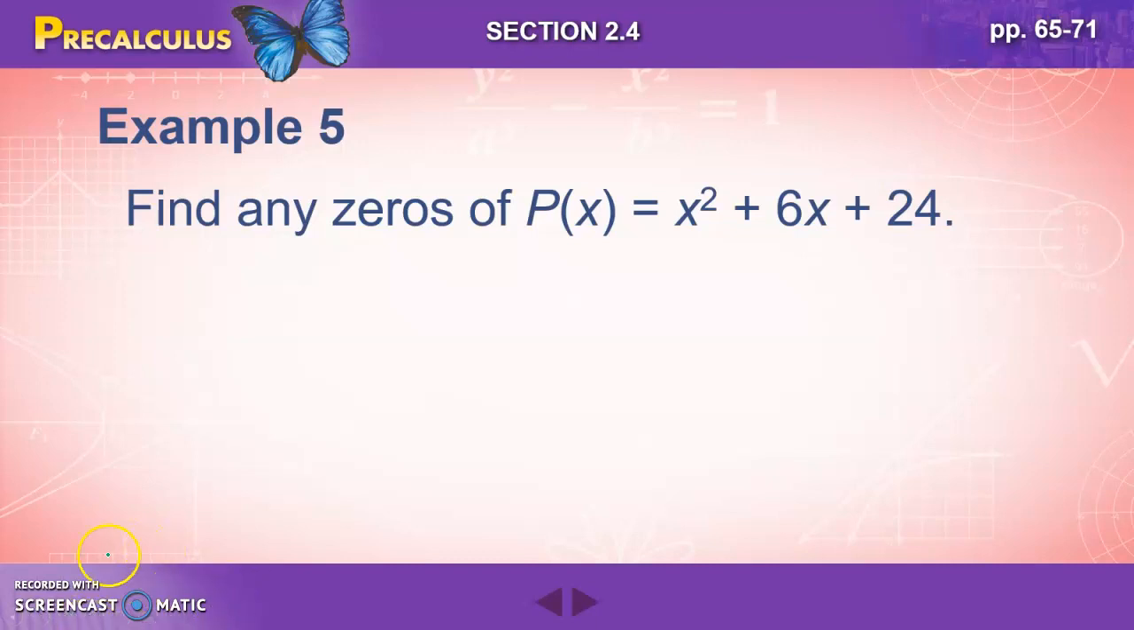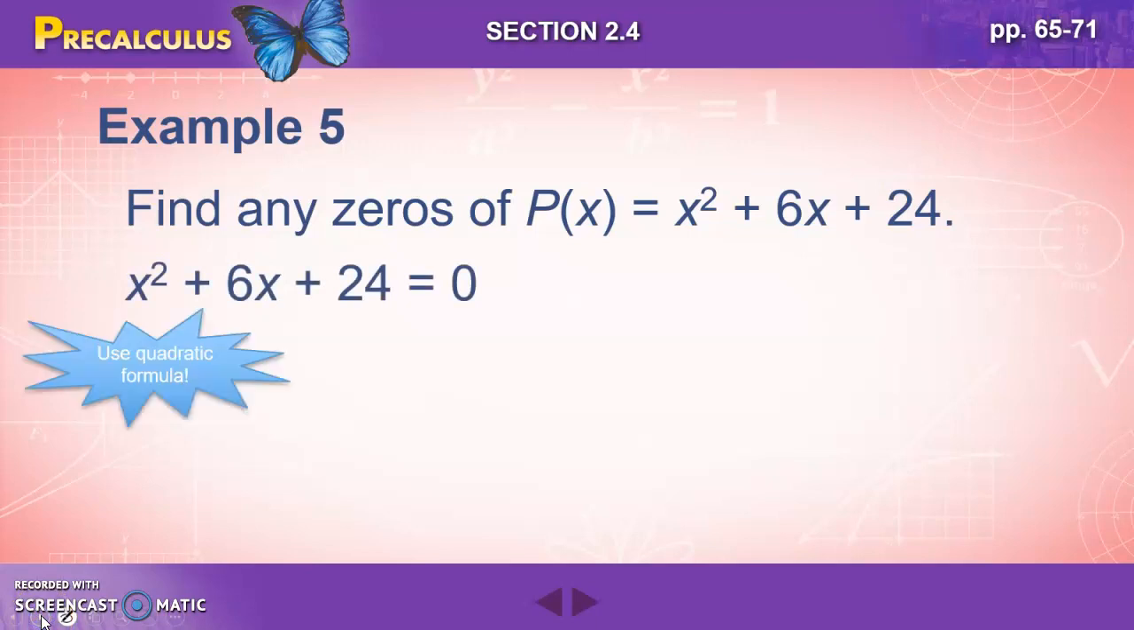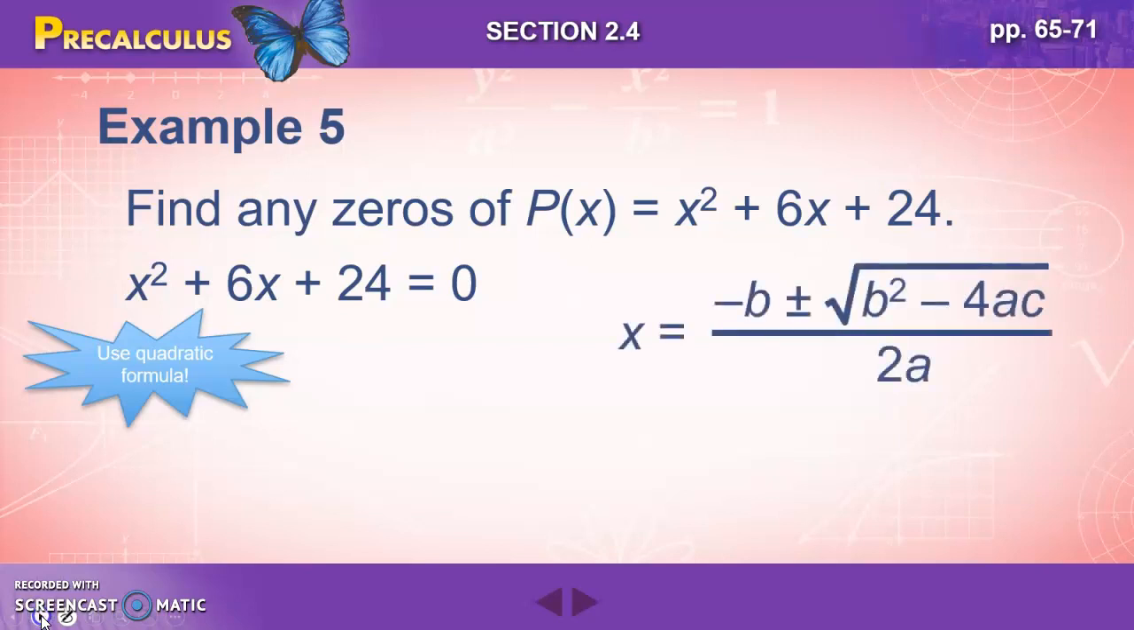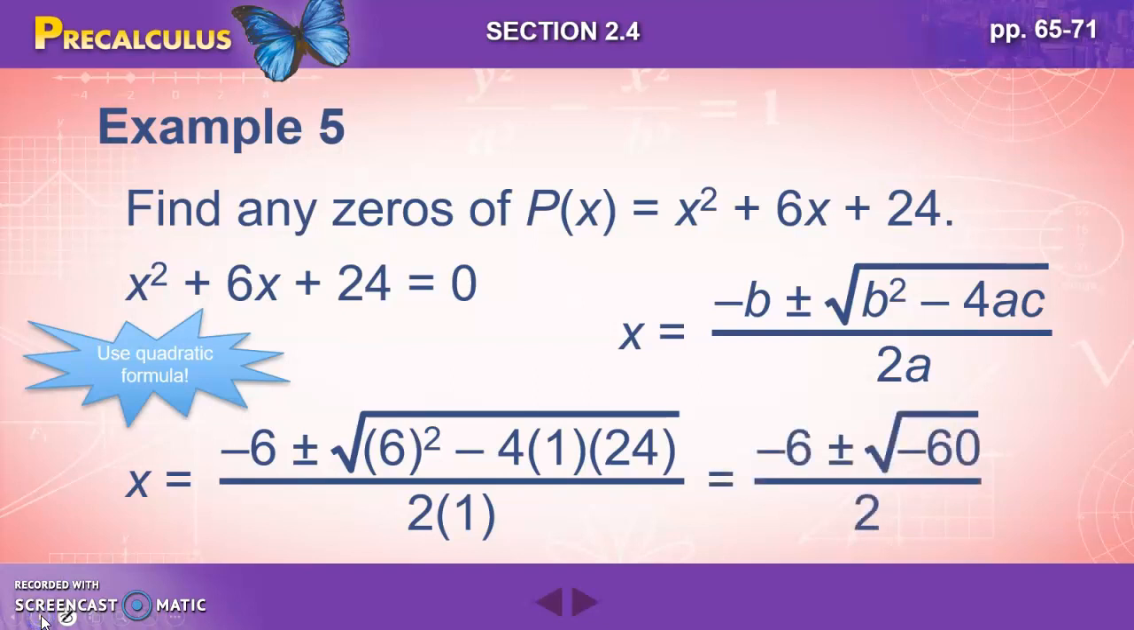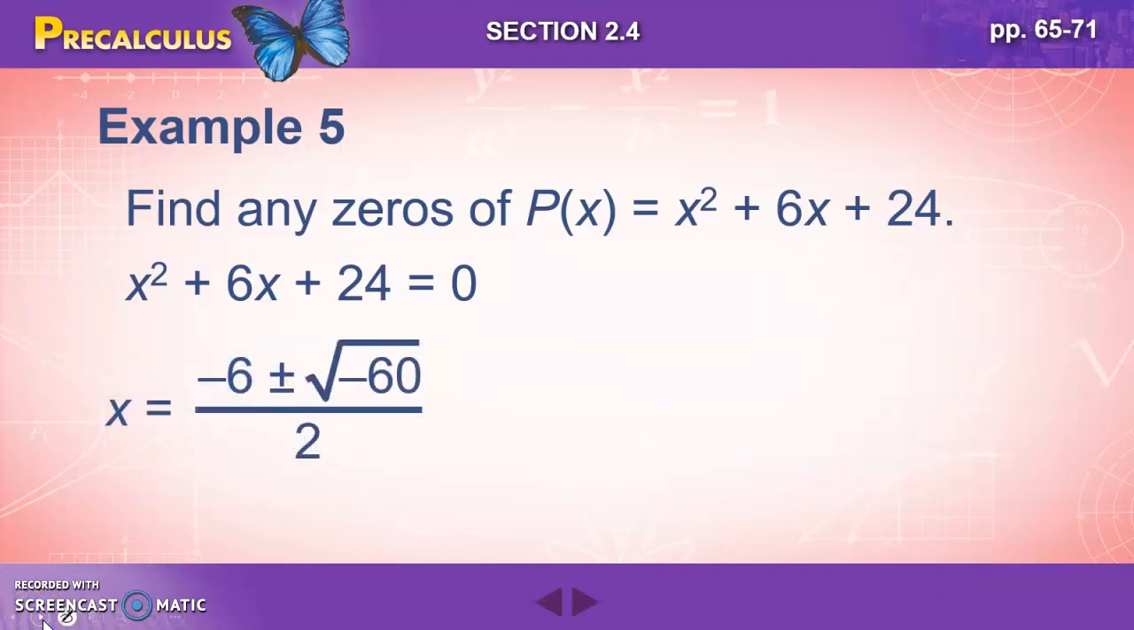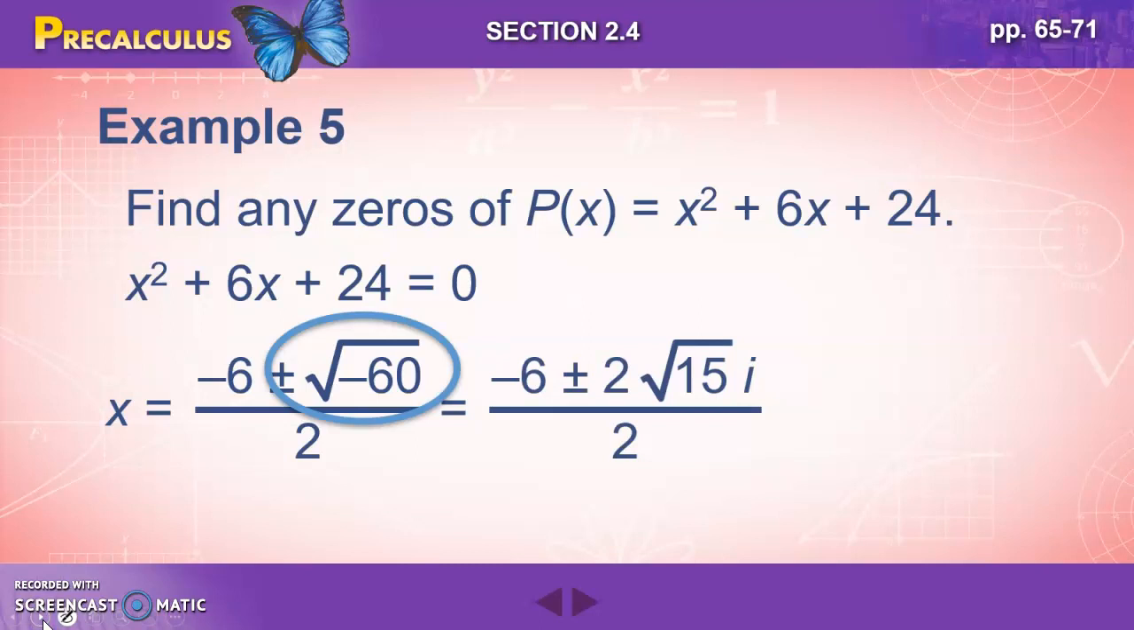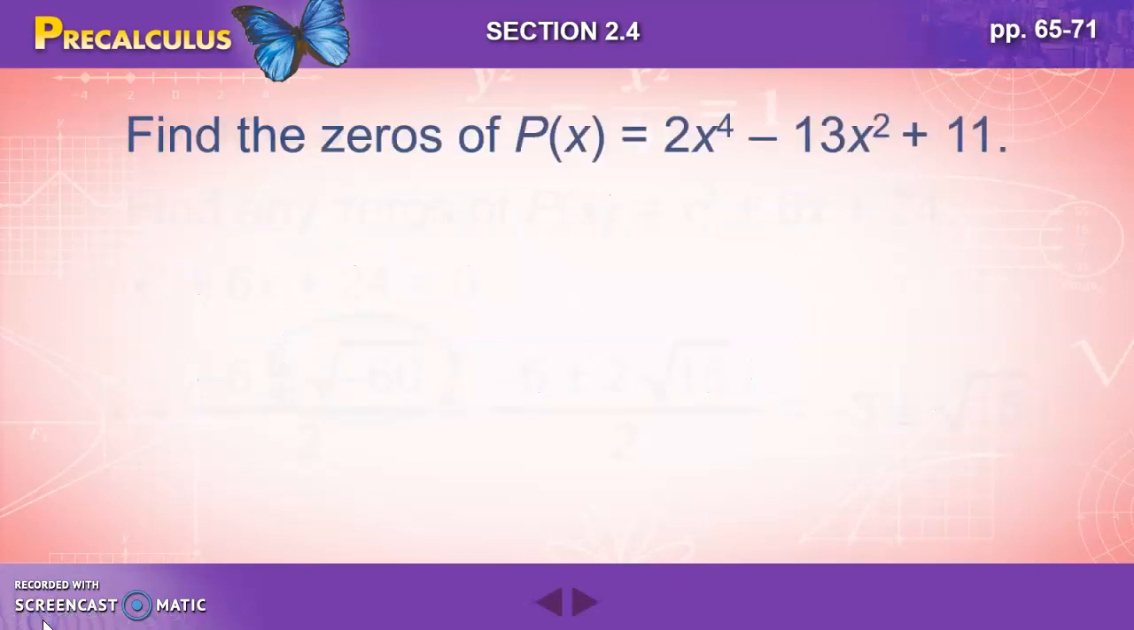Find any zeros of p of x for this particular polynomial. Step 1, we're going to set the whole thing to 0, and we're going to try to factor it. This cannot be factored, so we do need to use the quadratic formula. And by plugging in our values into the quadratic formula, we get that the 0 of this particular function is -6 plus or minus square root of -60 over 2, but we can simplify this a little bit farther. We know that -60 is an imaginary number, so let's go ahead and simplify that to 2 square root of 15i, which can be simplified even further to -3 plus or minus 15i.